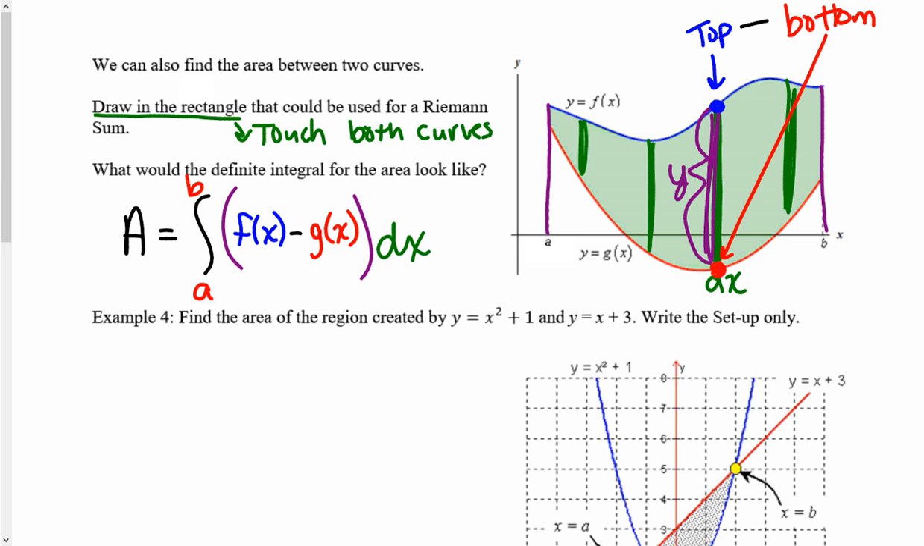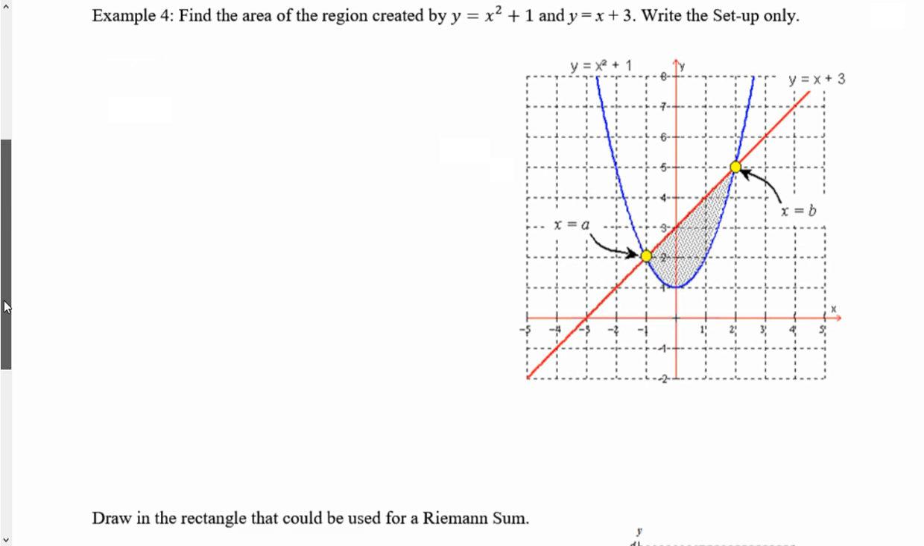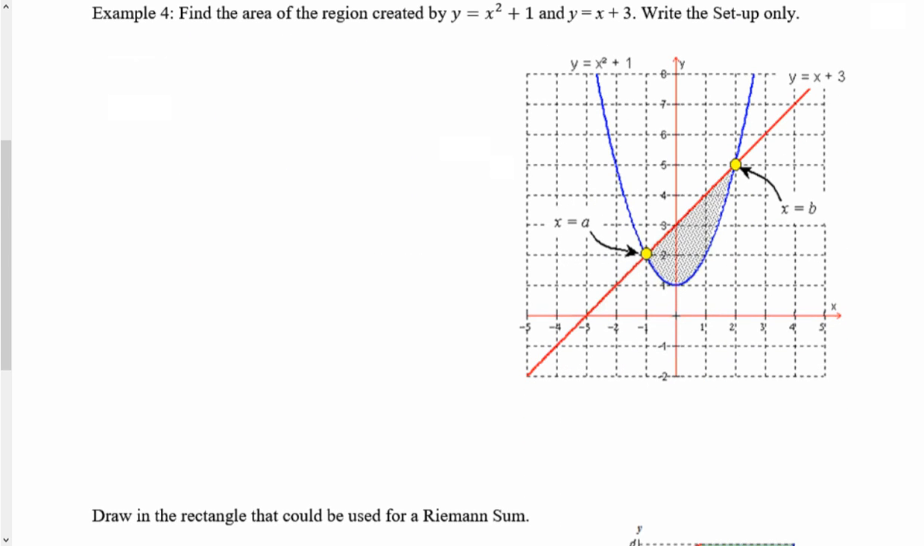So let's look at example 4. Example 4, we're finding the area of the region created by y equals x squared plus 1 and y equals x plus 3, and we're just going to write the setup. So again, the first thing that I always need to do is draw in my rectangle. I need to make sure that I'm touching the red and the blue no matter where in the region I draw my rectangle. And I'm satisfied with this. So my width is dx and my height is y.